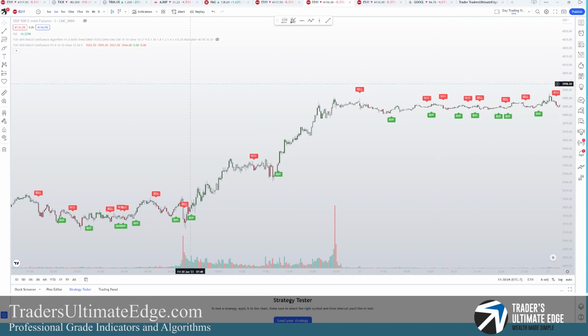The ADX MACD confluence indicator is one that we've had available for free for a while. You can go check that out. That's Trader's Ultimate Edge on TradingView. You can go ahead and get that indicator for free, and this is it here on the screen right now. You can see it gives you sell, buy signals.